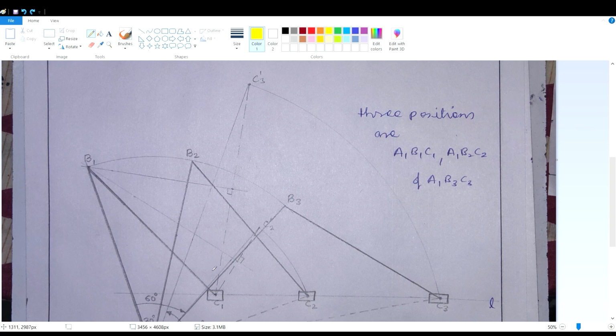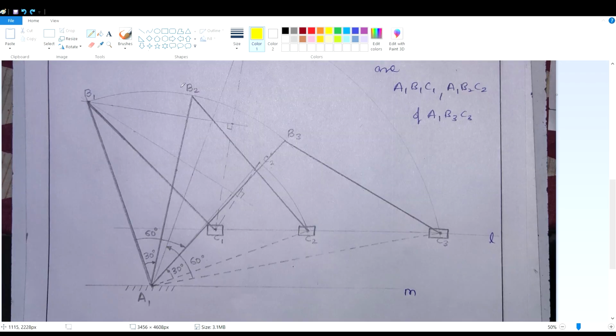So let's see how we will get B1. After joining these points, we will draw the perpendicular bisector of the lines C1 C3 dash and also C1 C2 dash. The intersection of the first and second perpendicular bisectors will give the B1 point, and B1 is the required point. So A1, B1 and C1 will be the required mechanism. Here C1 is the slider, A1 is the fixed point, and B1 is the moving joint.